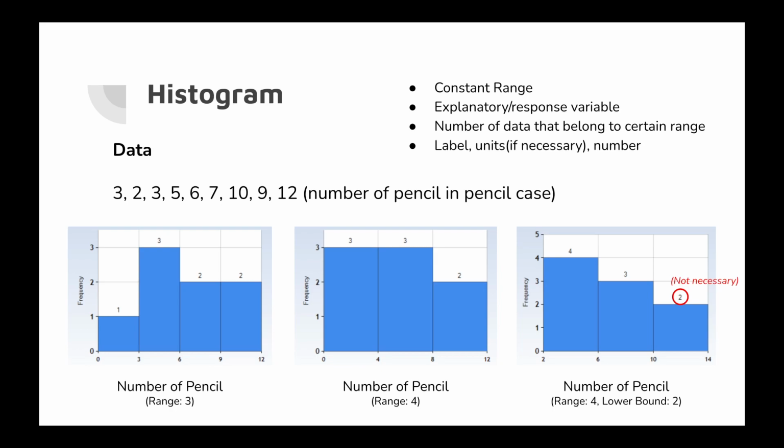Also, I just put the number above the bar, like here, to show the frequency of each range. But this isn't necessary and it's completely optional as long as your histogram shows frequency on the left side, like over here.